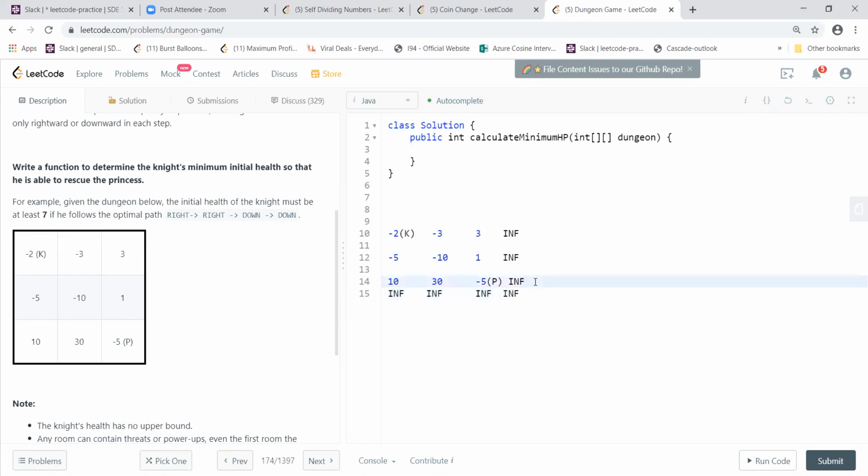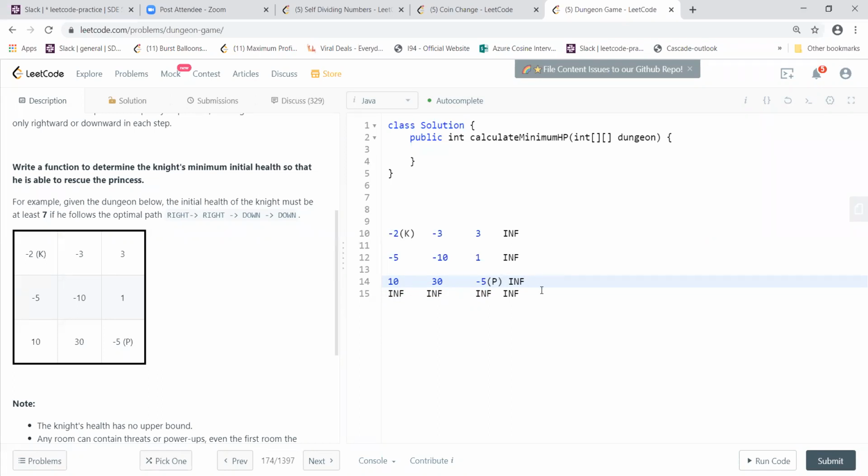The reason I'm saying this is because even if the knight starts from the top left, he will always come to the lowest one, the bottom right, and find this value first and then go up, right? Even if it is DFS top-down or bottom-up, both will do the same thing in this case.